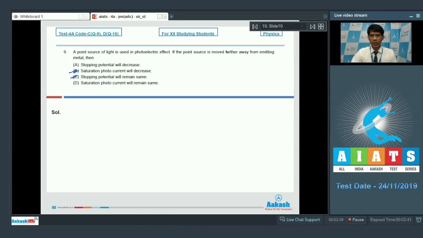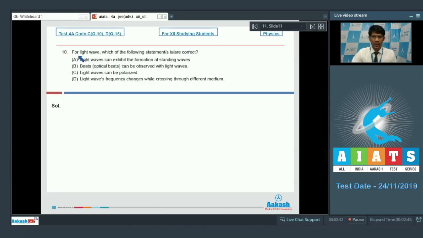Now we shall proceed to question number 10. In question number 10, for light wave, which of the following statements are correct? Here the statements are: light wave can exhibit the formation of standing waves, beats can be observed with light waves, light wave can be polarized, light wave's frequency changes while crossing through different medium.